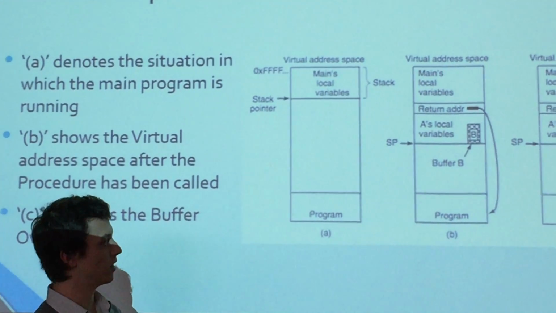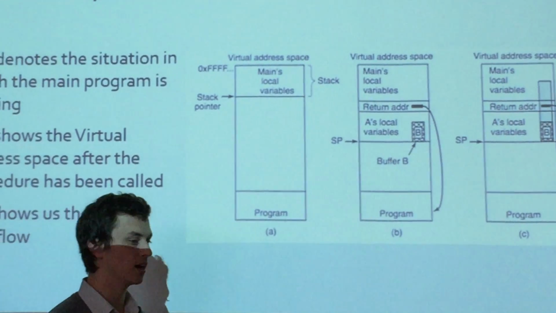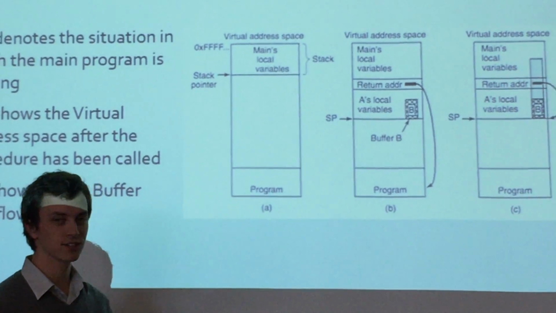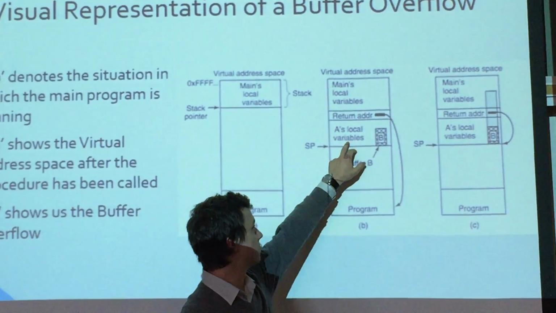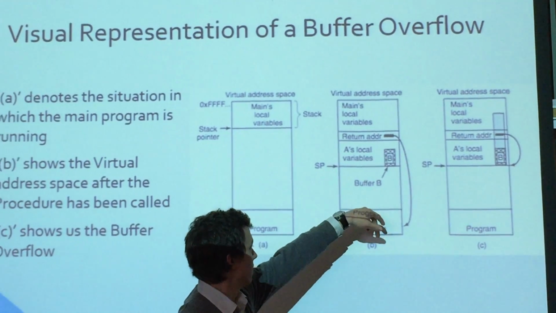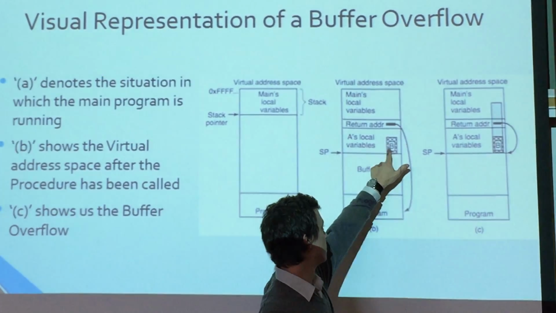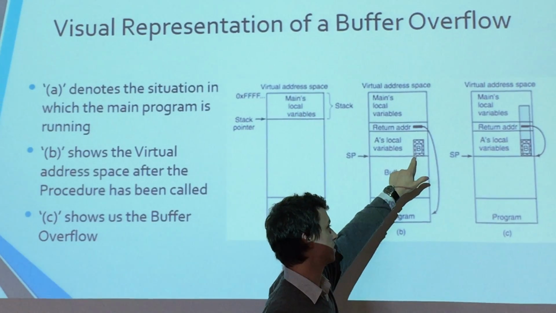And so if you had function A, which takes like a character array of something like 12 characters, that's where they would go. They would go into the local variable space here. And so let's say B is the buffer, which is those 12 characters.